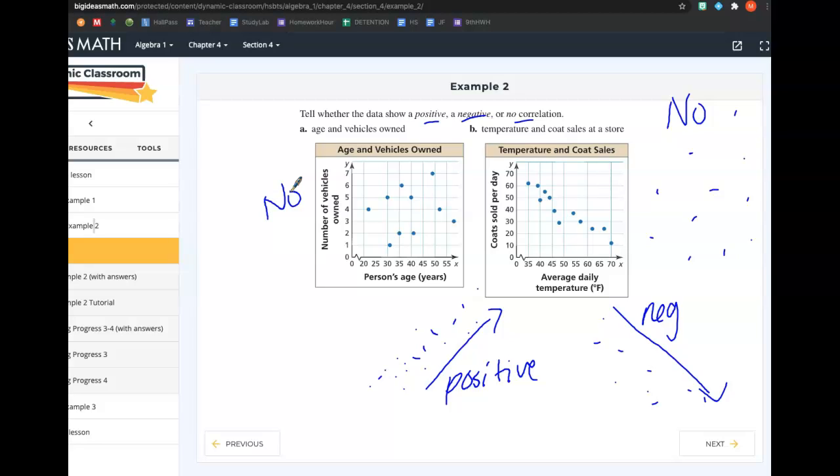Okay. On B, the temperature and Coke sales at a store. Would you guess that there is a correlation between the temperature and Coke sales? Yes, it goes down. Looking at it, it goes down. So which one is it? A negative association. Okay. It would make sense that the warmer the temperature gets, the less Coke sales they're going to make, right?